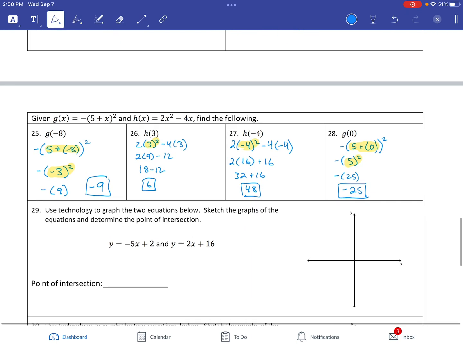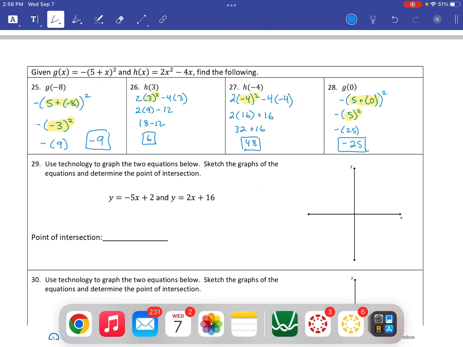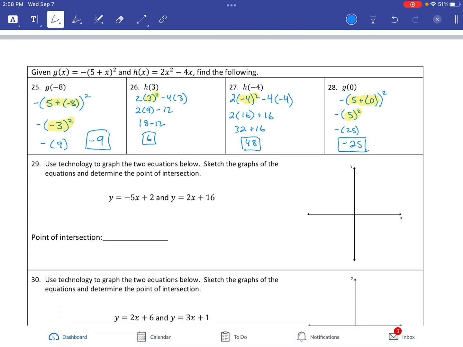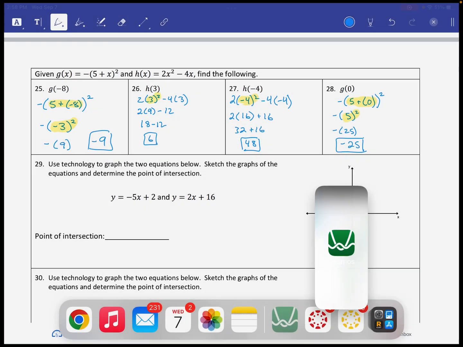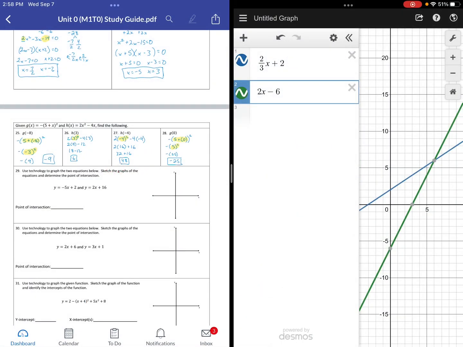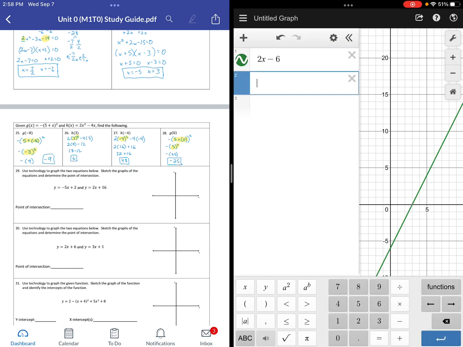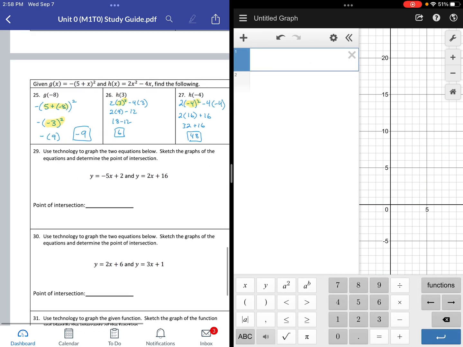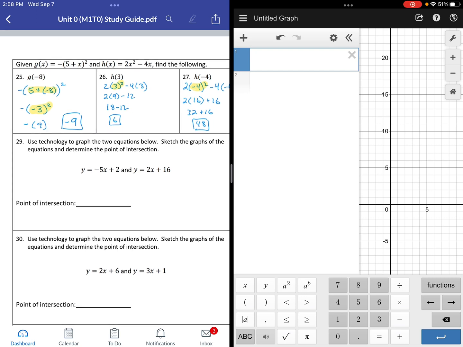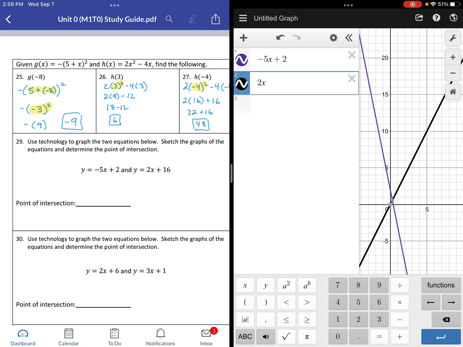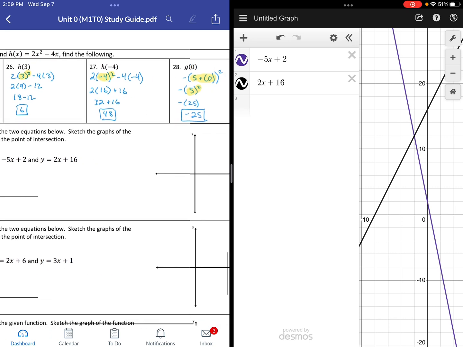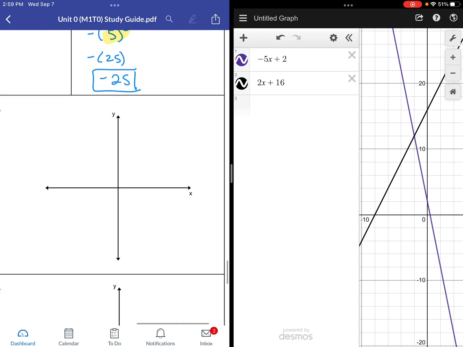Okay. Now for the next section, the last section here, we have to use Desmos. Now in the test, you'll be able to use the testing Desmos. Okay. So the first thing we're going to do is type in these two equations. So we got negative 5x plus 2. And then we're going to make another one of 2x plus 16. Okay, we want to sketch the graph of what these look like. Please make them as accurate as possible.